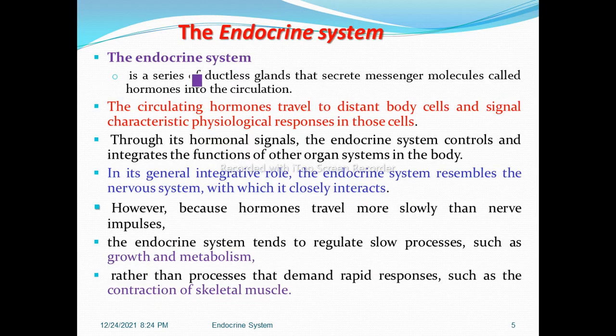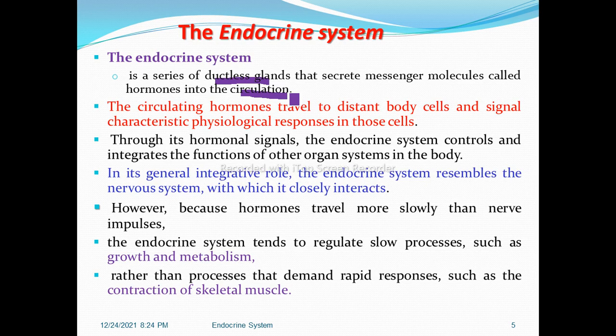The endocrine system is a series of ductless glands. As we know, glands divide into three. One is the endocrine glands, the second is the exocrine glands, and the third is the paracrine glands. Endocrine glands are ductless. They secrete their messenger molecules or hormones into the circulation, or bloodstream, or into the blood vessels.